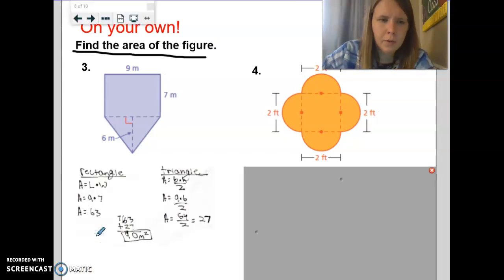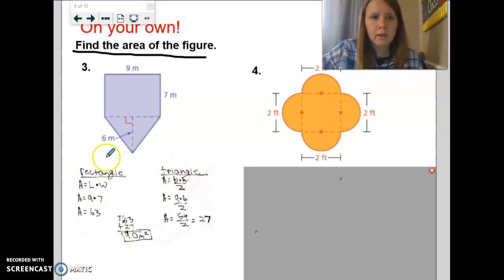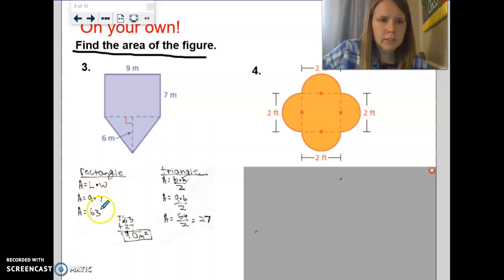Hey, hopefully it didn't cut me out before, but if you are coming back in, welcome back. I was starting to explain this shape here. So we've got a rectangle and then we've got a triangle. So finding your rectangle, you just take the length times the width. So you get 9 times 7, which is 63.